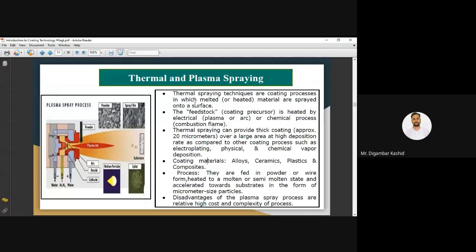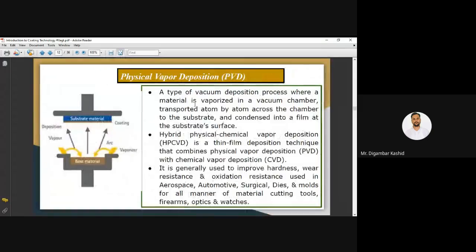Then let us talk about physical vapor deposition. From the next lecture, we are going to talk about this in detail, but I will tell you just the introduction. Physical vapor deposition, in short PVD, is a type of vacuum deposition process.